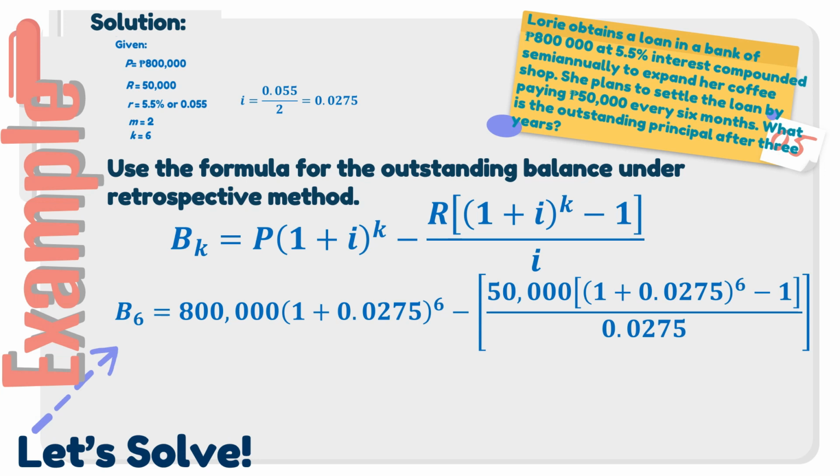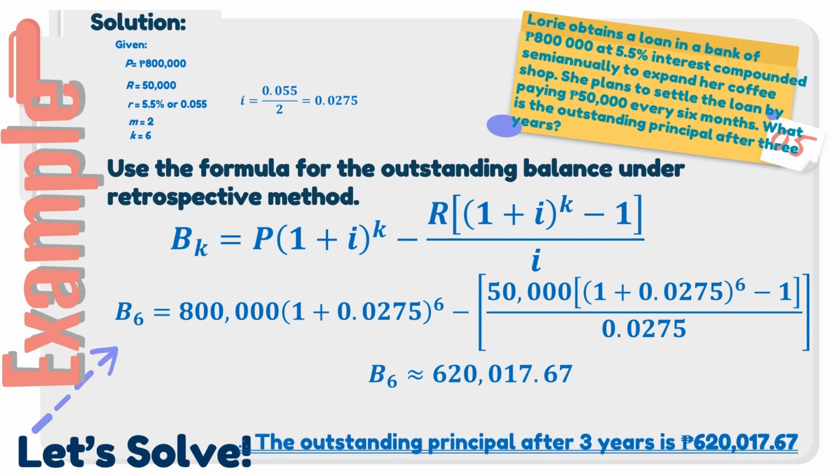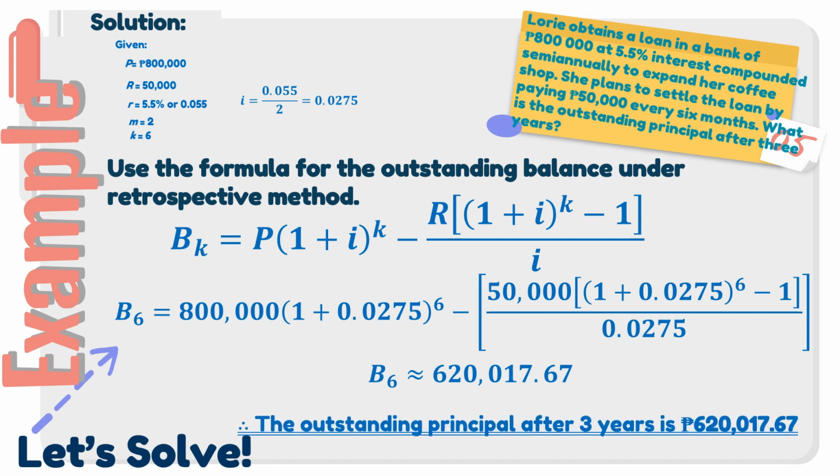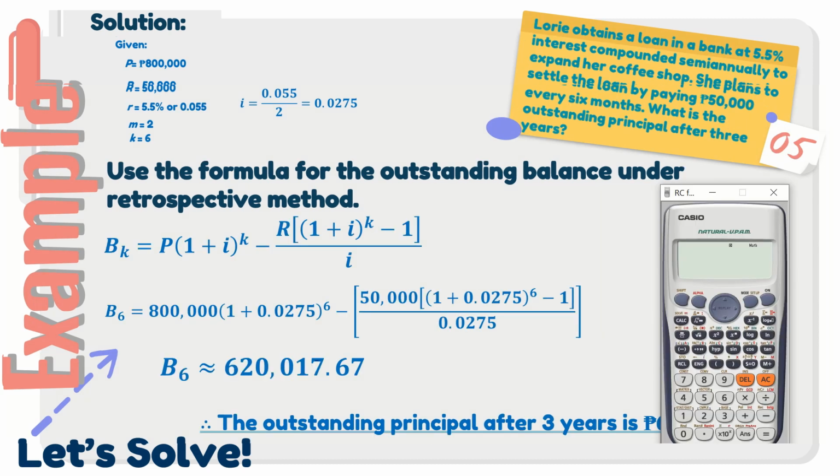And pressing this on your calculator, we will be having B sub 6 is approximately 620,017 and 6700. Therefore, the outstanding principal after 3 years is 620,017 pesos and 67 centavos. I will show you how to press this solution to your calculator.